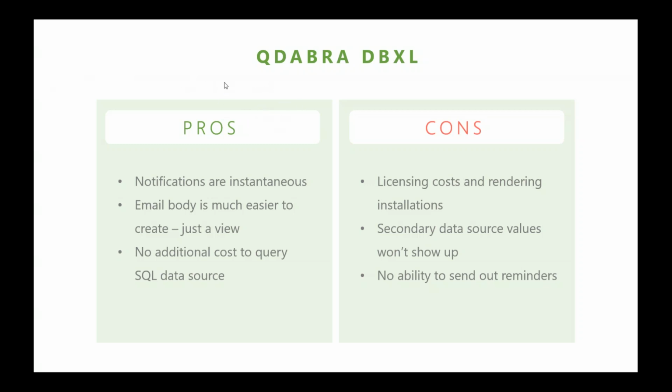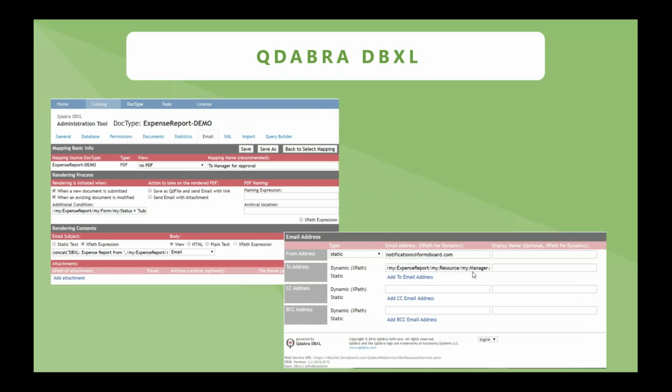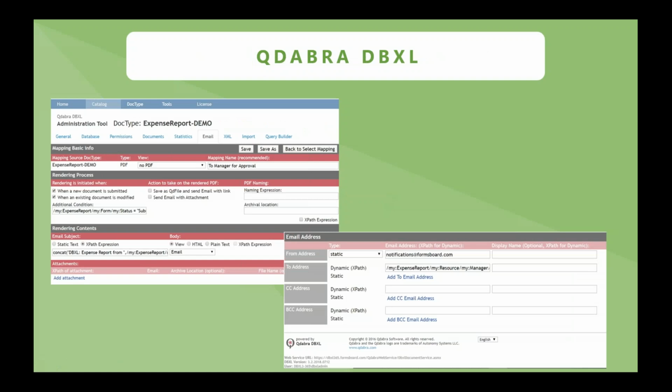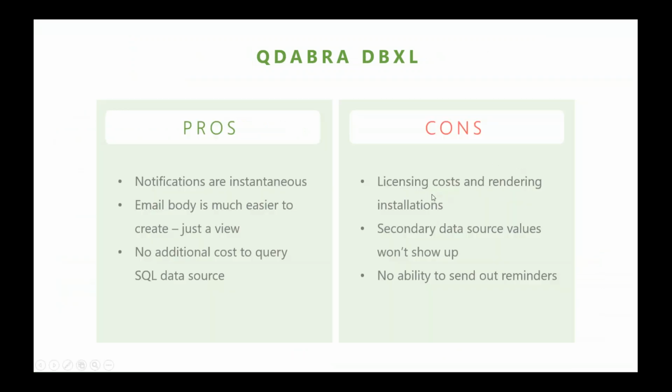Now, it's a user-based licensing model. Qdabra DBXL, we provide a free trial. The licensing cost is a fixed small amount that you pay a year, and it includes support. So it makes sense if you've got a lot of flows and you're trying to do something very quickly and you don't want to pay a linear or non-linear scaling cost. This is fixed, so it's not going to scale as much in terms of cost as Flow would, for those two issues: the instantaneous notifications and the fact that you can't connect to SQL. So that's really the purpose of this webinar.